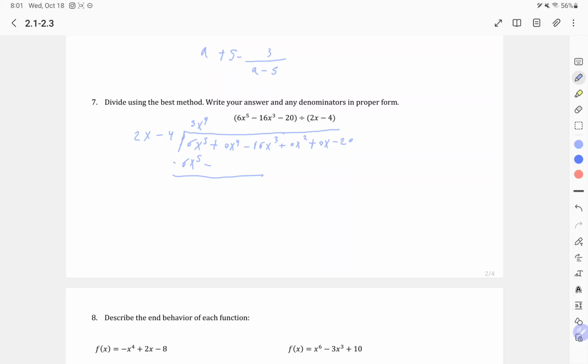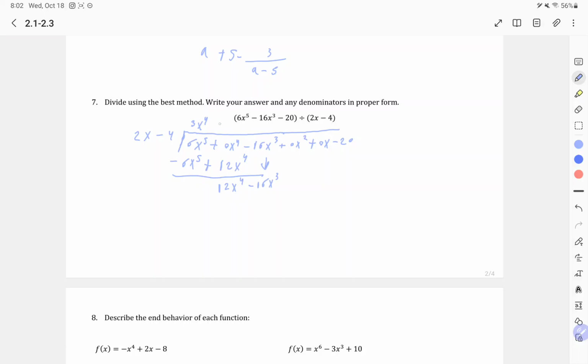And we're going to do negative, because that's a negative. There's always negative here. That would be positive 12x to the power of 4. And what that basically gives us is 12x to the power of 4 and minus 16x to the power of 3, because that comes down, right? So we got that down in the bag. Now what we need to do is find another one that multiplies to this that will cancel out this until we get to a remainder.